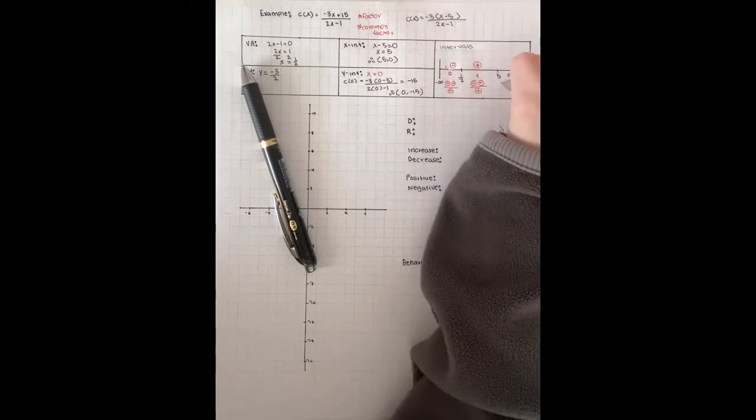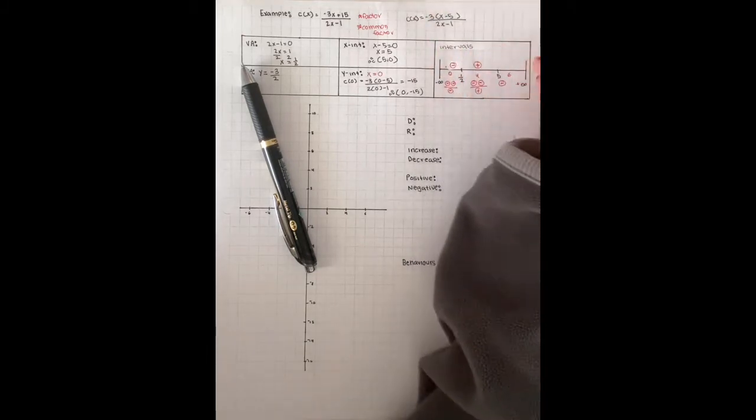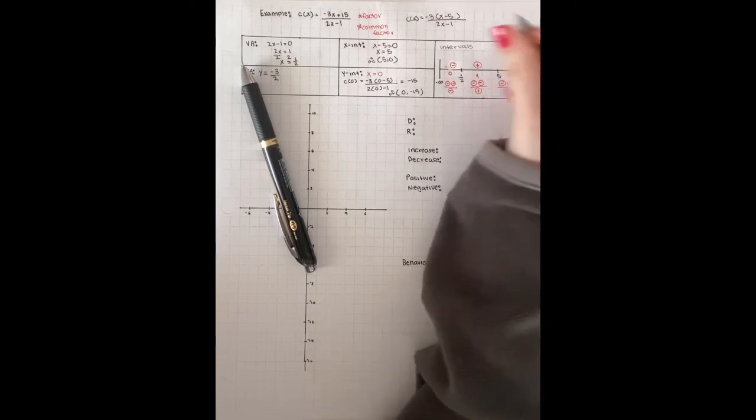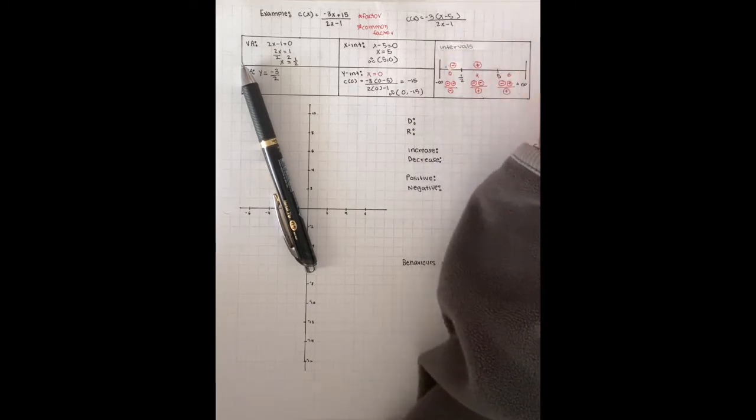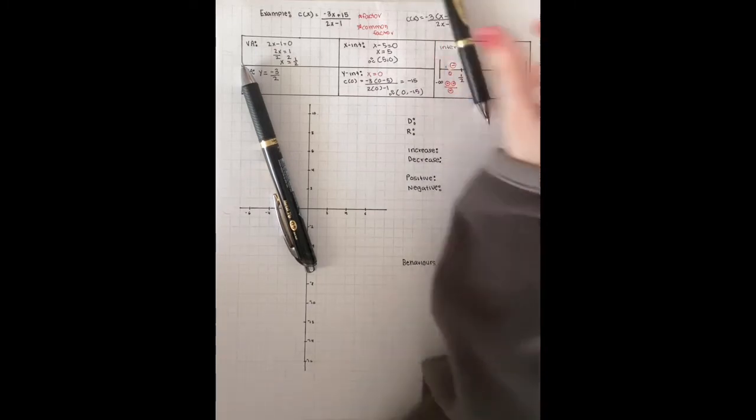So over here, we're going to start with a negative because it's a negative 3. 6 minus 5, that's going to give us a positive. 2 times 6 minus 1, we're going to have a positive. Therefore, this interval is going to be a negative.